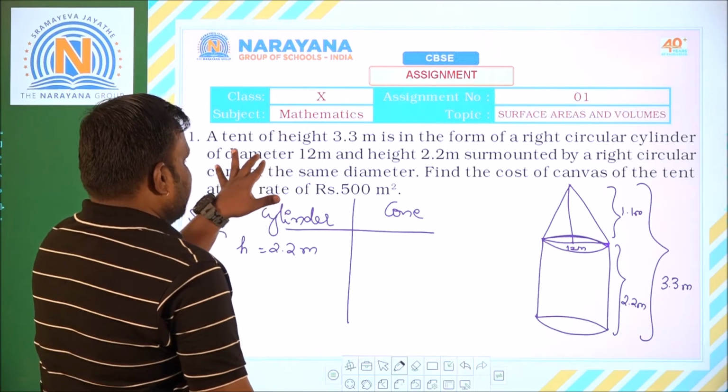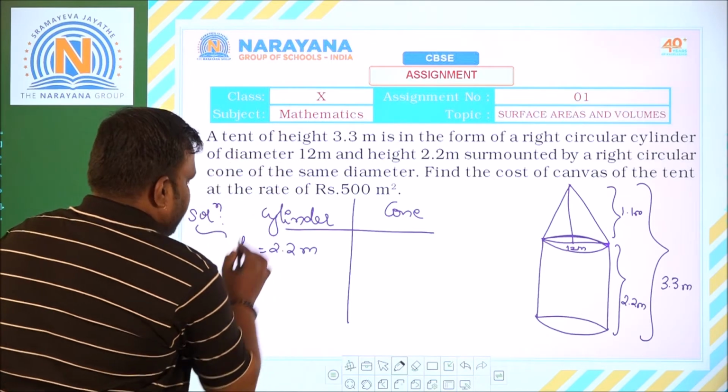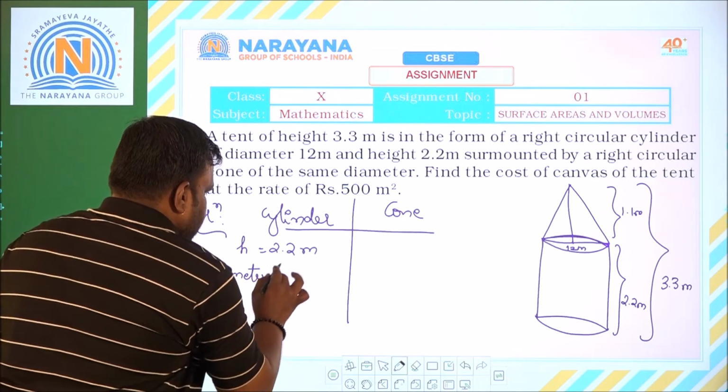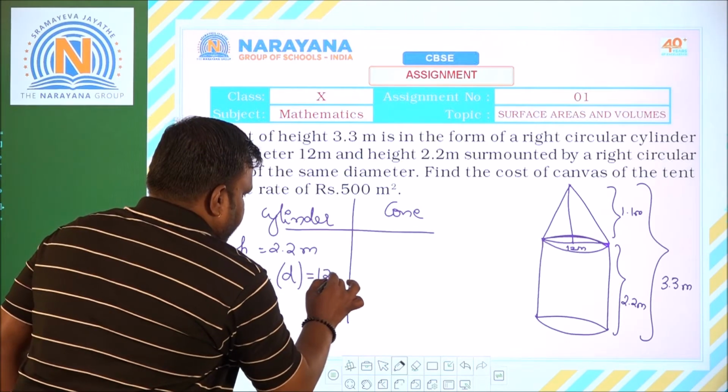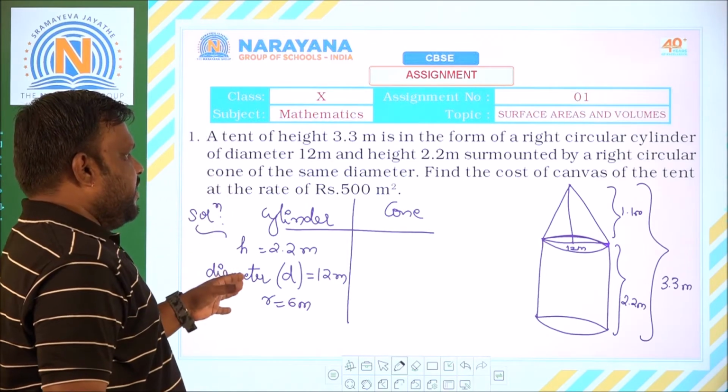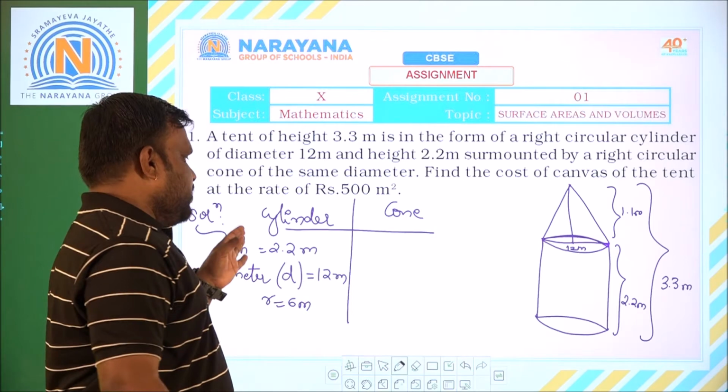First, let us look at the data of the cylinder. The diameter is given as 12 meters, so obviously the radius will be 6 meters. Now the CSA of the cylinder is 2 pi r h, we can find out the CSA here.